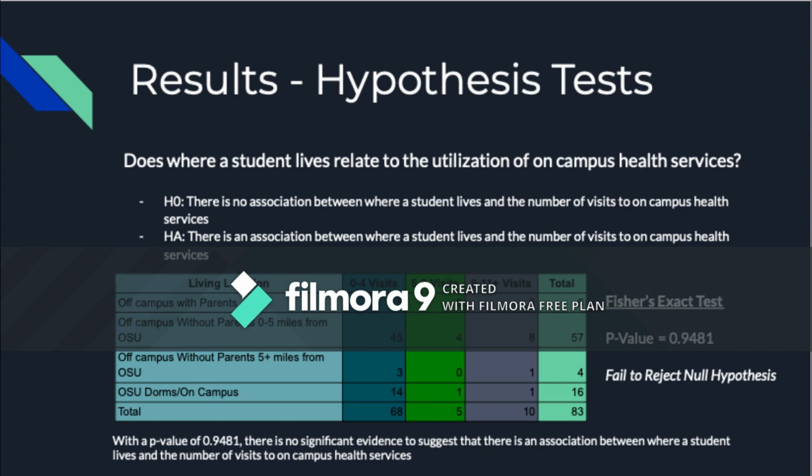Our null hypothesis is that there is no association between location in reference to campus and the number of visits a student makes to on-campus medical resources. Our alternative hypothesis is that there is an association between location in reference to campus and the number of visits a student makes to on-campus medical resources. When looking at our results, a Fisher's exact test was used. Given a p-value of 0.9481, which is greater than 0.05, we fail to reject the null hypothesis, and it is therefore very unlikely that there is an association between location in reference to campus and the number of visits a student makes to on-campus medical resources.